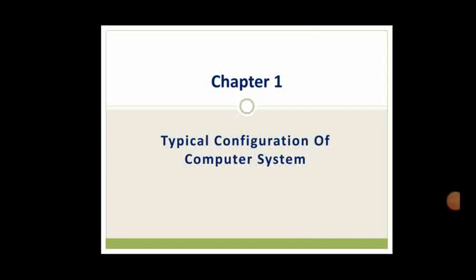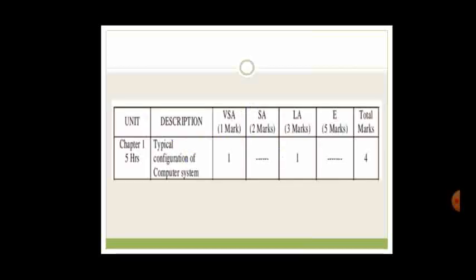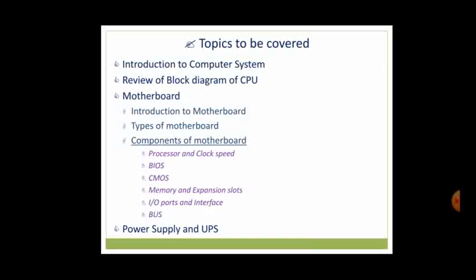Hello everyone. Today we will discuss the first chapter, typical configuration of computer system. As per the syllabus, this chapter carries 4 marks, 1 mark 1 question and 3 marks 1 question. In this chapter we will discuss the following topics one by one.